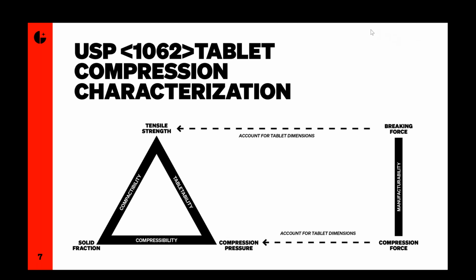And you can probably see there's a piece off to the side of the compaction triangle, where we say breaking force and compression force. And this is just to illustrate the fact that although we measure compression force, we always convert this to compression pressure to account for the tablet dimensions. And similarly, we measure breaking force, but we always convert to tensile strength to account for tablet dimensions. And this is because we don't want our data to be specific to the size and shape of the tablet that was used to generate it.